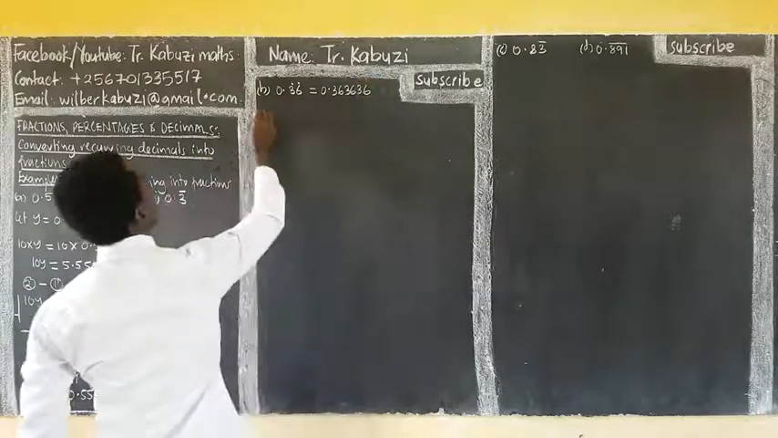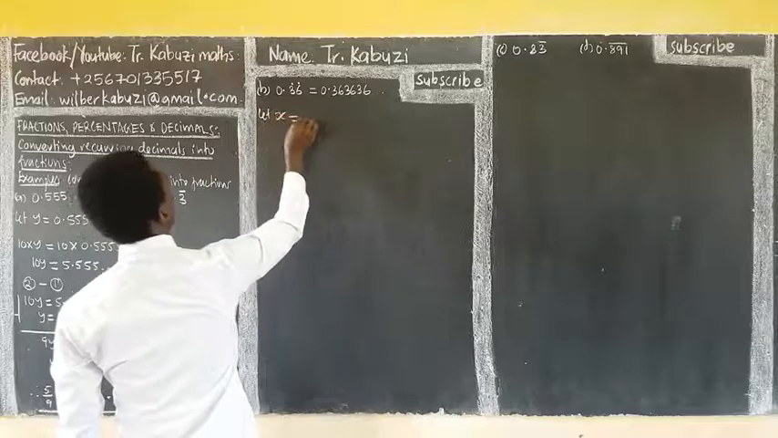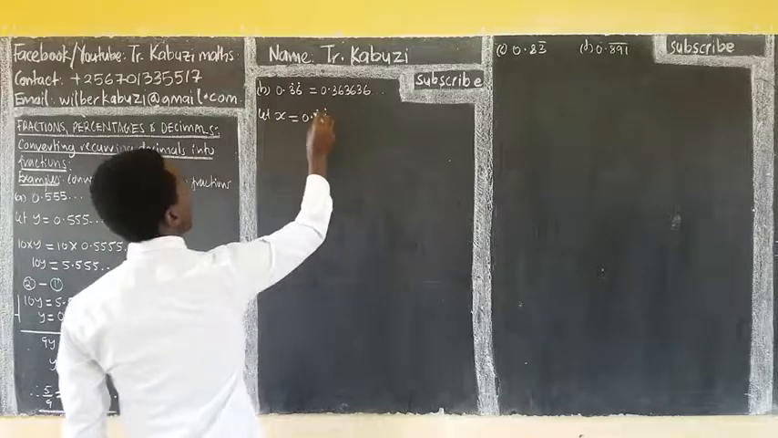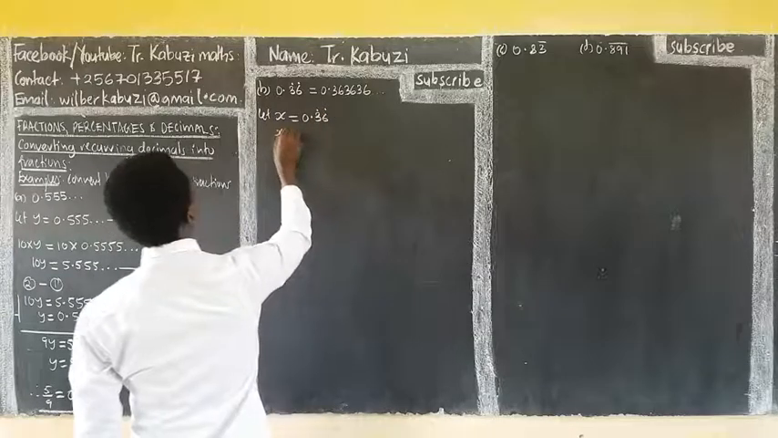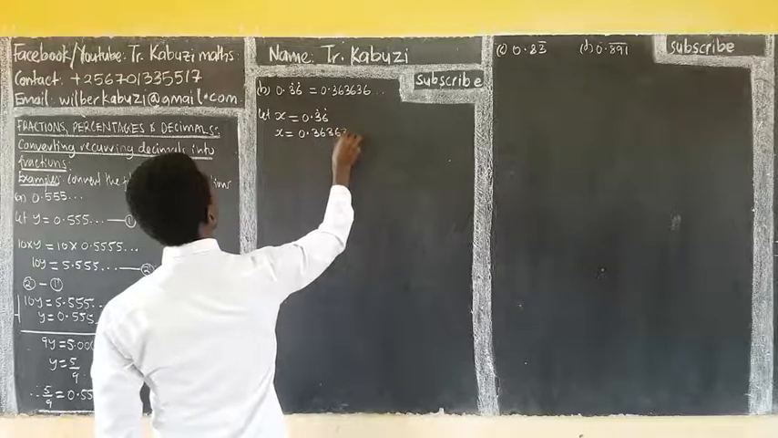So we say now we let y or x be 0.36 recurring, which is the same as 0.363636.